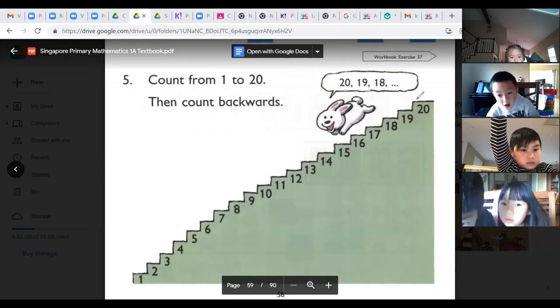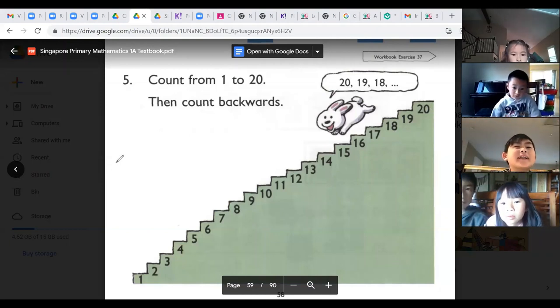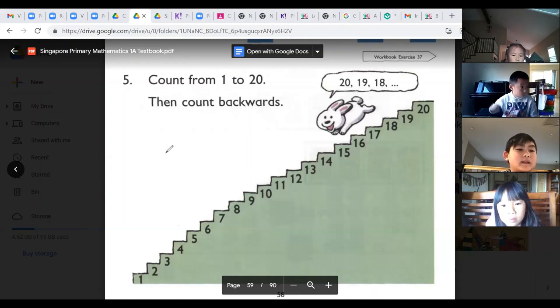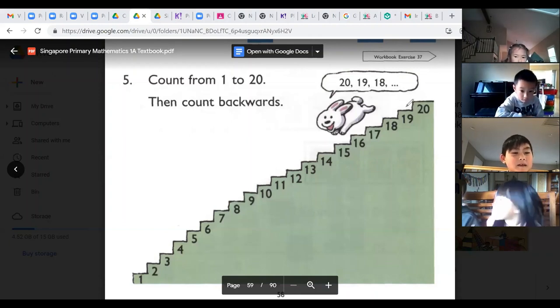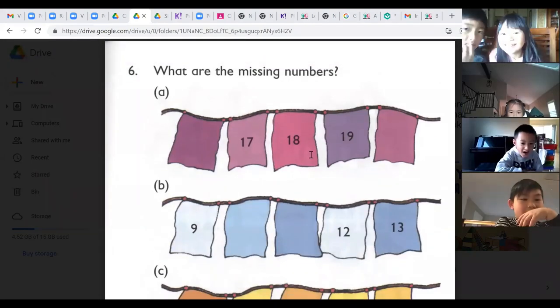And yes, Gordon, go ahead and try and count backwards. 20, 19, 18, 17, 16, 15, 14, 13, 12, 11, 10, 9, 8, 7, 6, 5, 4, 3, 2, 1, blast off. Perfect. I like the little blast off you added there.